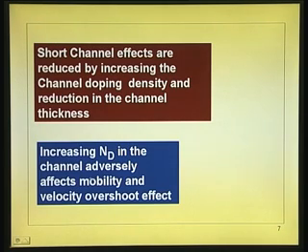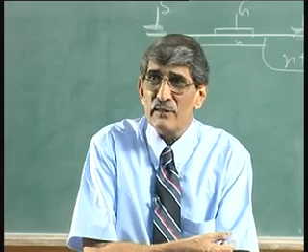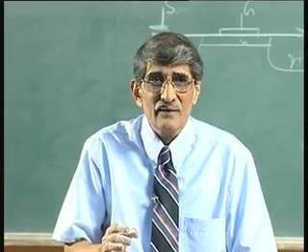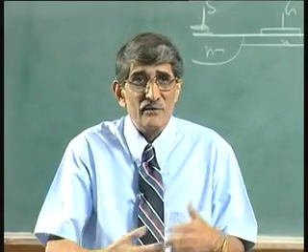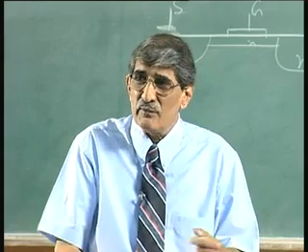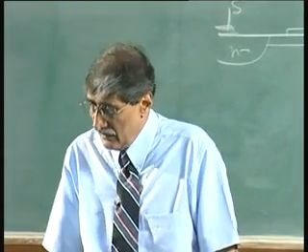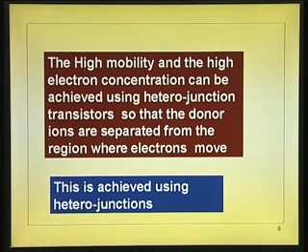So, increasing ND in the channel adversely affects the mobility. You prefer to increase the doping to reduce the short channel effect, but that affects your mobility. It will also affect your velocity overshoot effect, because after all it rises slowly. So, in a given time the peak velocity up to which it will go will not be as much as you expect. So, what is the solution? I think so. The high mobility and high electron concentration can be achieved using heterostructures.